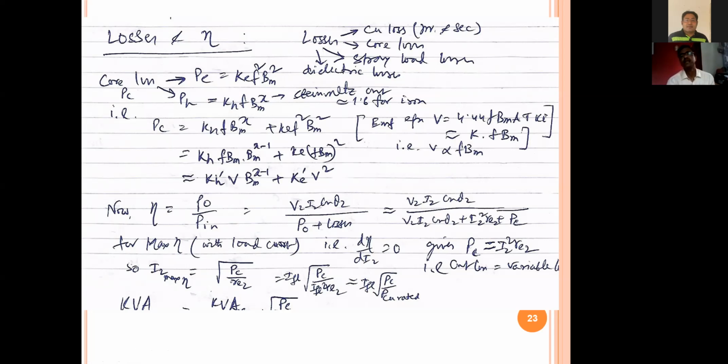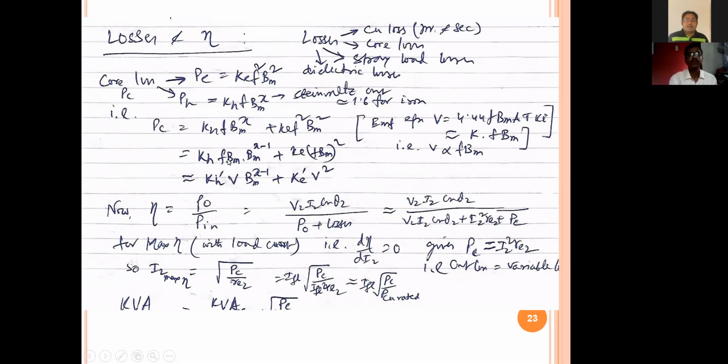Then, if you see this and this, they are constant. So once you have designed the transformer, right? Then it becomes K into F into Bm. So then V will be proportional to F into Bm, right? So when V is constant, F into Bm is constant.